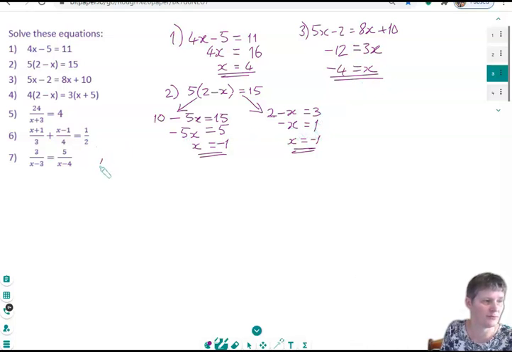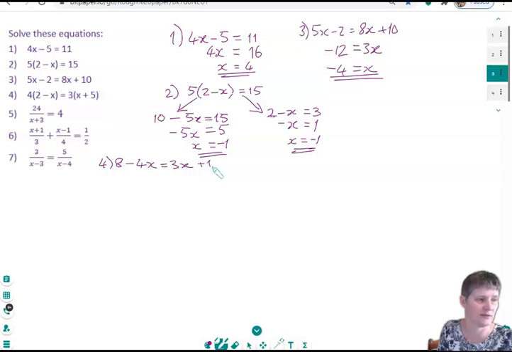Okay, on to number 4. Now with this one, you have to expand the brackets because you haven't got a common factor left and right. So expanding the brackets, we do 4 times 2 gives us 8. 4 times negative x is minus 4x. And 3 times x is 3x. And 3 times 5 is 15. So it looks quite similar to the previous one now. We need to get all the x's on one side.